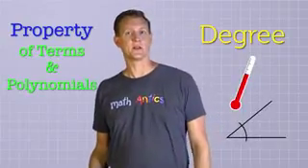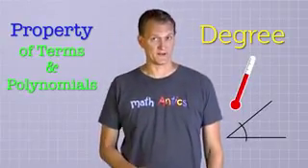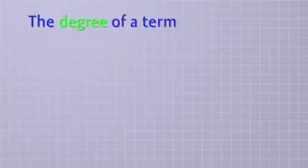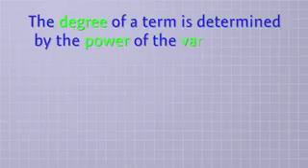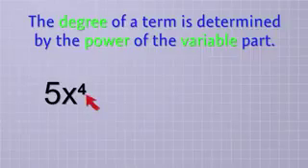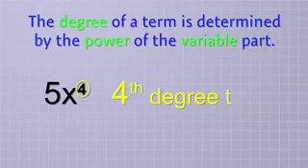All right, now that you know what a polynomial is, let's talk about an important property of terms and polynomials called their degree. Now that might sound like the units we use to measure temperature or angles, but the degree we're talking about here is different. The degree of a term is determined by the power of the variable part. For example, in this term, since the power of the variable is 4, we say that the degree of the term is 4, or that it's a fourth degree term.